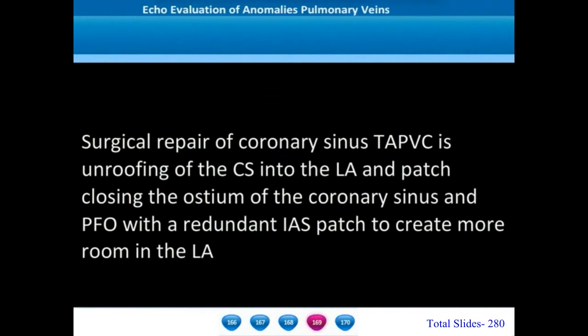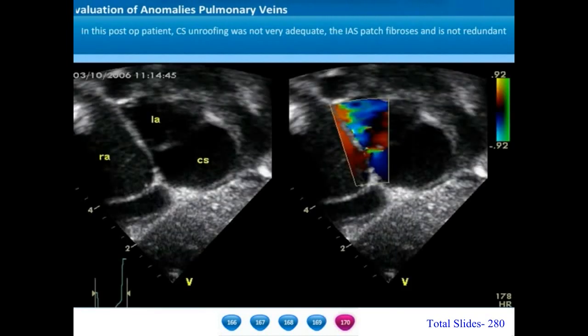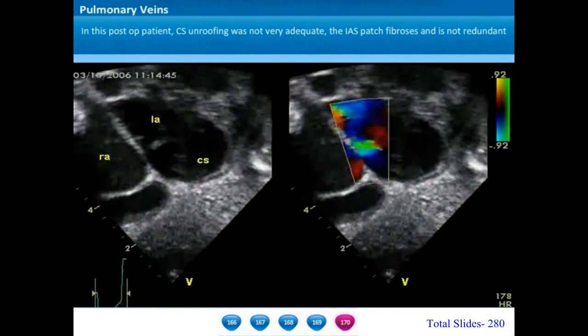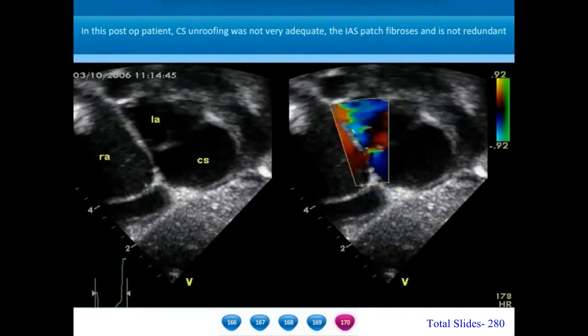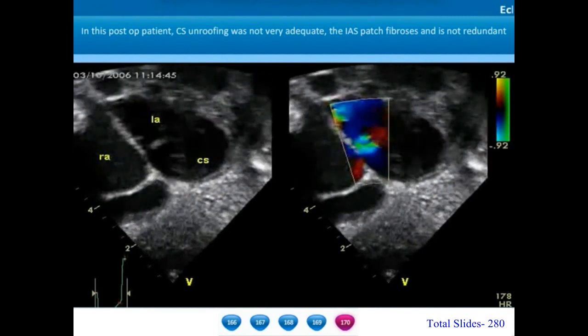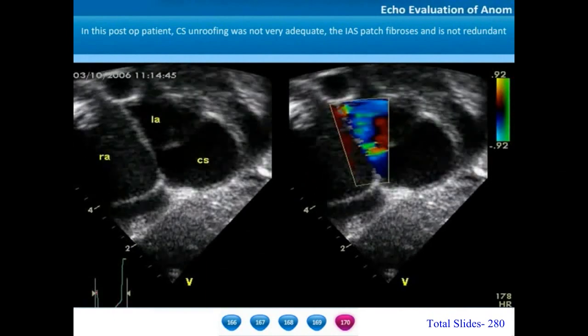Surgical repair of the coronary sinus will involve unroofing of the coronary sinus to achieve a non-restrictive communication between the coronary sinus and the left atrium, and then closing the coronary sinus ostium and the fossa ovalis ASD with a redundant pericardial patch so as to create more room for the left atrium. If the unroofing of the coronary sinus is not done completely, there will not be a non-restrictive flow from the coronary sinus into the left atrium.